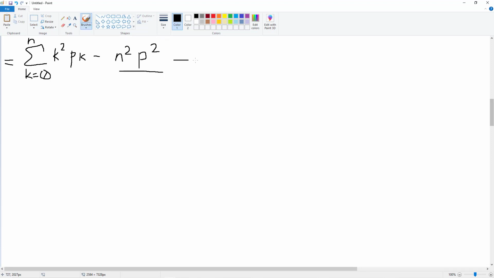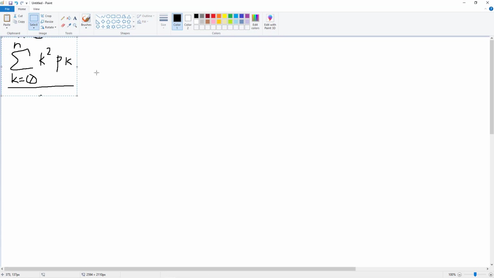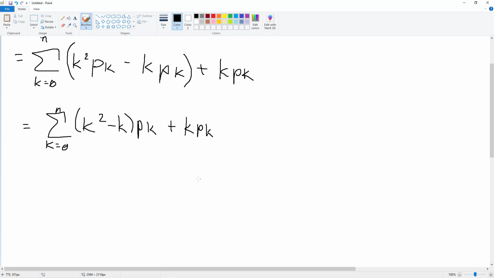Now we end up in a position where the variance is equal to this expression, and the second term is really easy to decipher, it's just the mean squared. But what is the first term? How can we figure this out? Let's take this to a separate window, and let's do a little bit of algebraic manipulation and add k times p of k and subtract k times p sub k. Then let's rearrange the terms a little bit and factor some like terms, and then we get this expression.